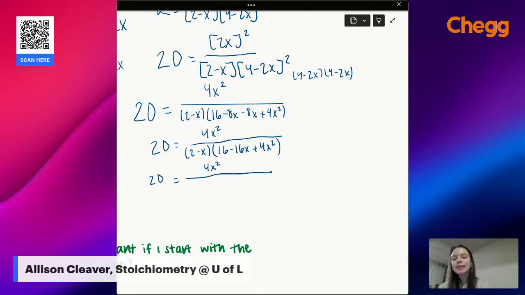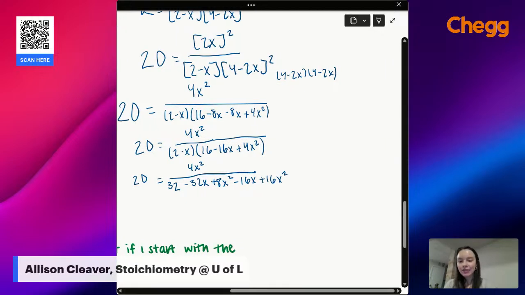So 2 times 16, 32. 2 times negative 16x, negative 32x. 2 times 4x squared, plus 8x squared. Negative x times 16 is negative 16x. Negative x times negative 16x is plus 16x squared. Negative x times 4x squared is negative 4x cubed.